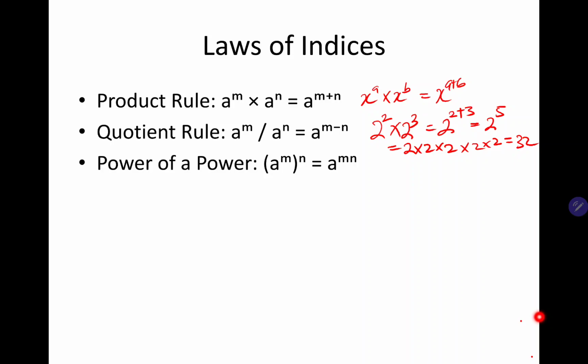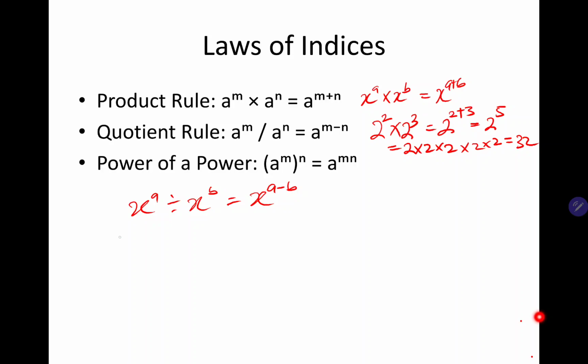All right, then we have the quotient rule, which I like to call the second law of indices, which has to do with division. Quotient, division; product, multiplication. So the quotient rule says that if x raised to power a is divided by x raised to power b, this is the same thing as x raised to power a minus b. Since the bases are the same, you pick the base x and subtract the exponents.